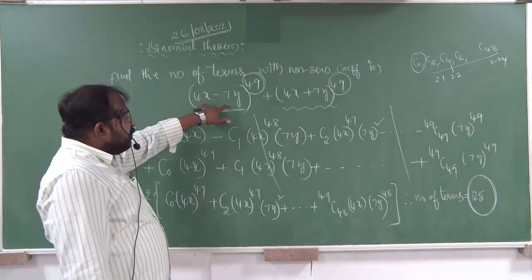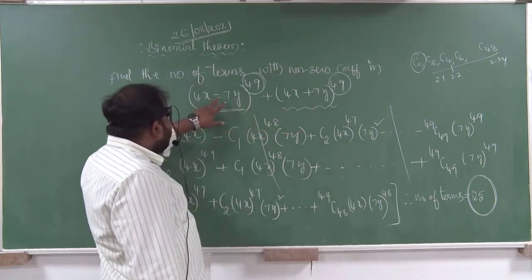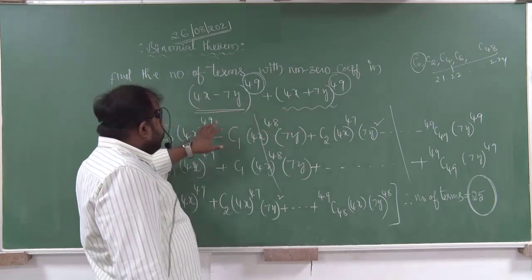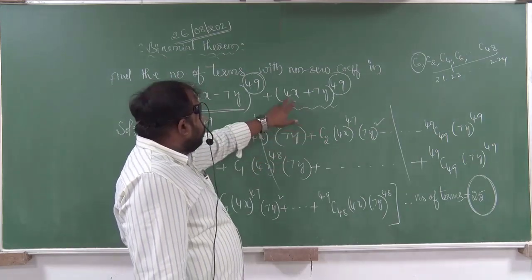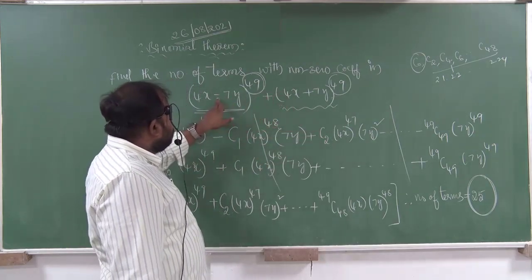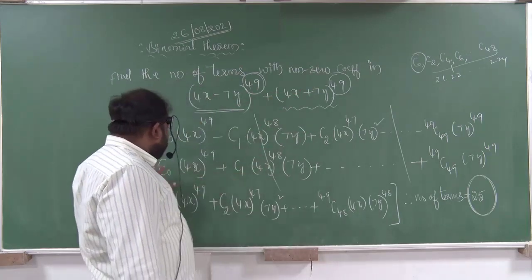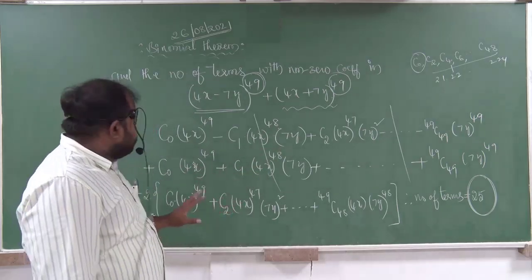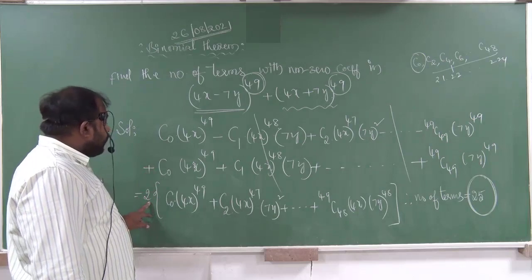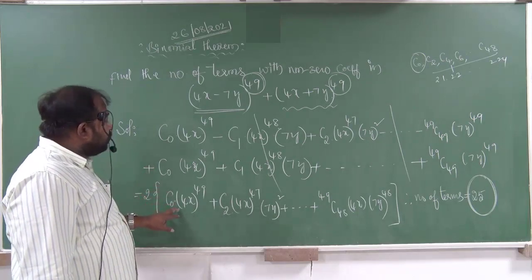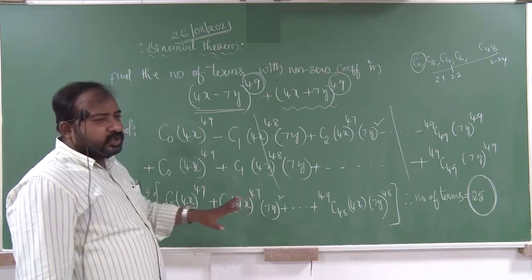This expansion they have given, this is one more expansion they have given. Here plus minus means alternately in this expansion you will get a plus term, minus term, plus term, minus term, like that. Here 4x is there, but instead of minus 7y, plus 7y is there. So if you expand, all are positive terms. Then if you add these two values, you will get 2 times 49C0 (4x) whole power 49 plus 49C2, like this.